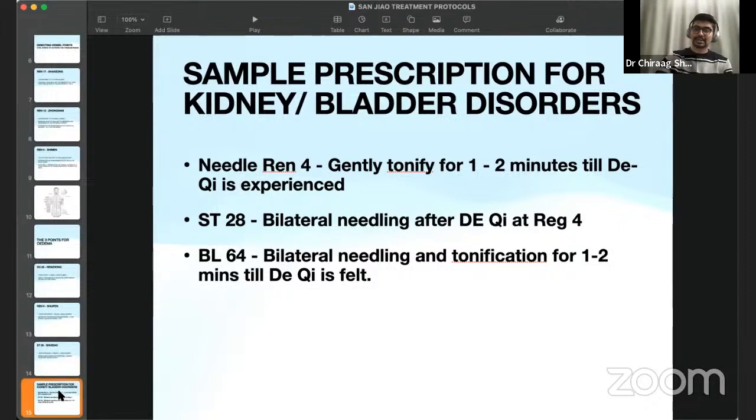So this is a basic guideline of how to use the Sanjiao channel and the 3 levels of points. All right. With this, I'm handing back the presentation to Dr. Mayank. Thank you, Dr. Chirag, for the clinical tips.